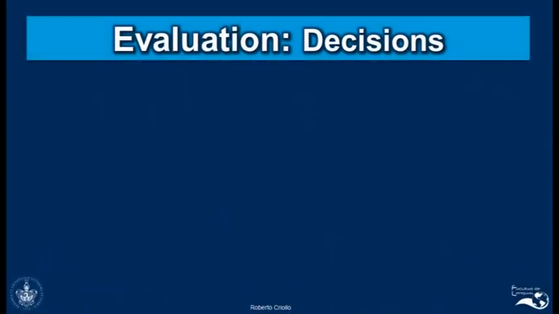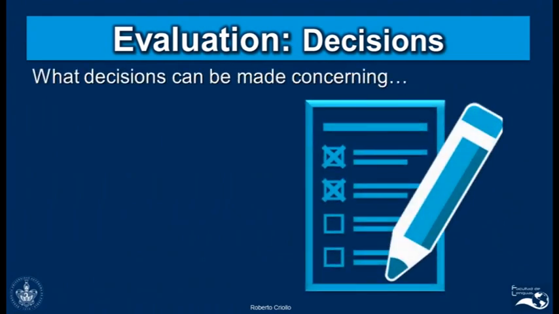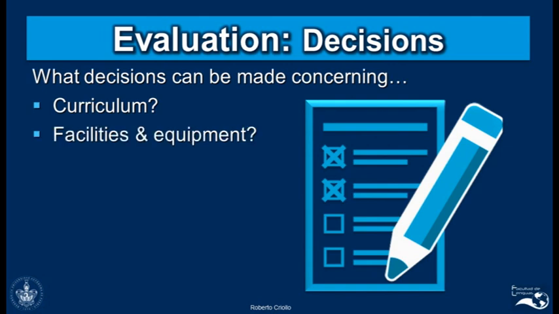Now, what kind of decisions can be made about a program? For example, a curriculum. We can probably change the kind of courses that there are or the order of the subjects that there are in a program. Concerning the facilities and equipment, we can see if the facilities are appropriate for teaching, if the classrooms are in good conditions, if there's enough equipment, if the equipment is in good conditions, if it is updated, and so on. Same thing about materials. We can see if the materials that we're using are appropriate or not. Concerning the syllabus of a course, we can see if the content that we're teaching is relevant or not.